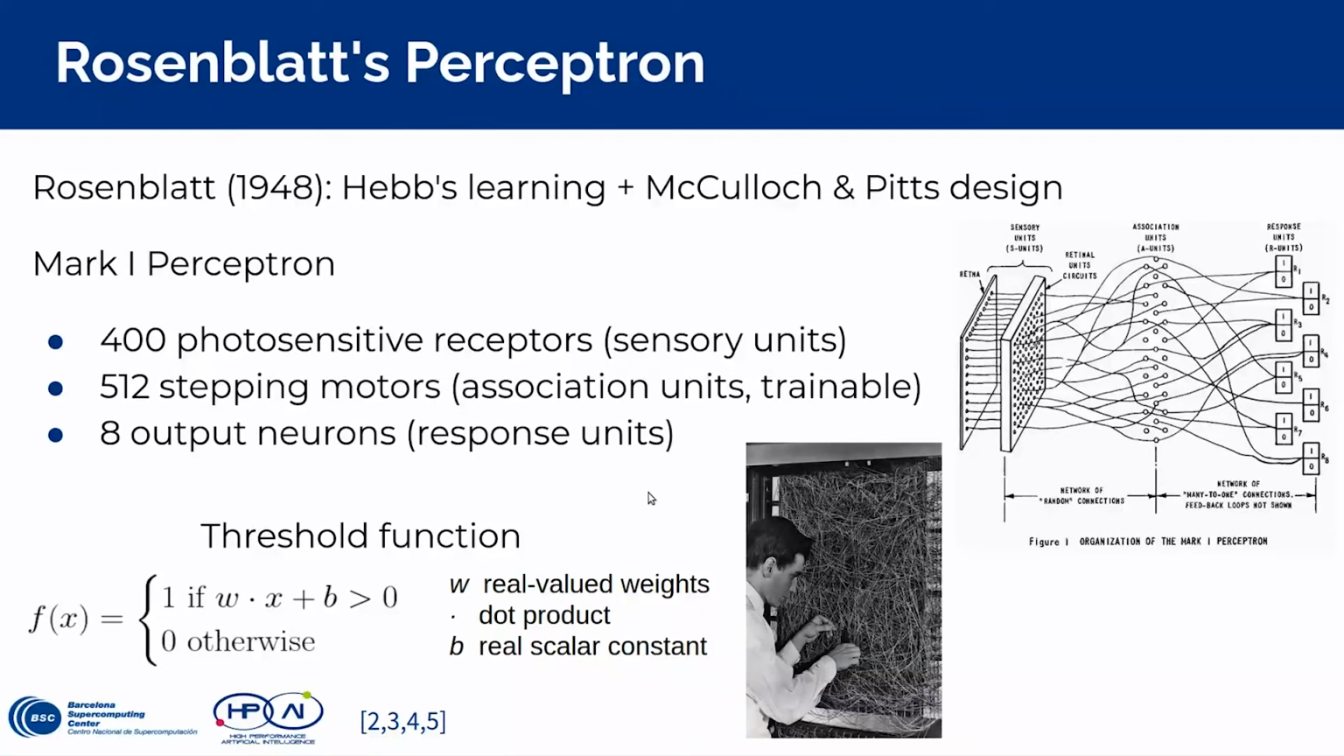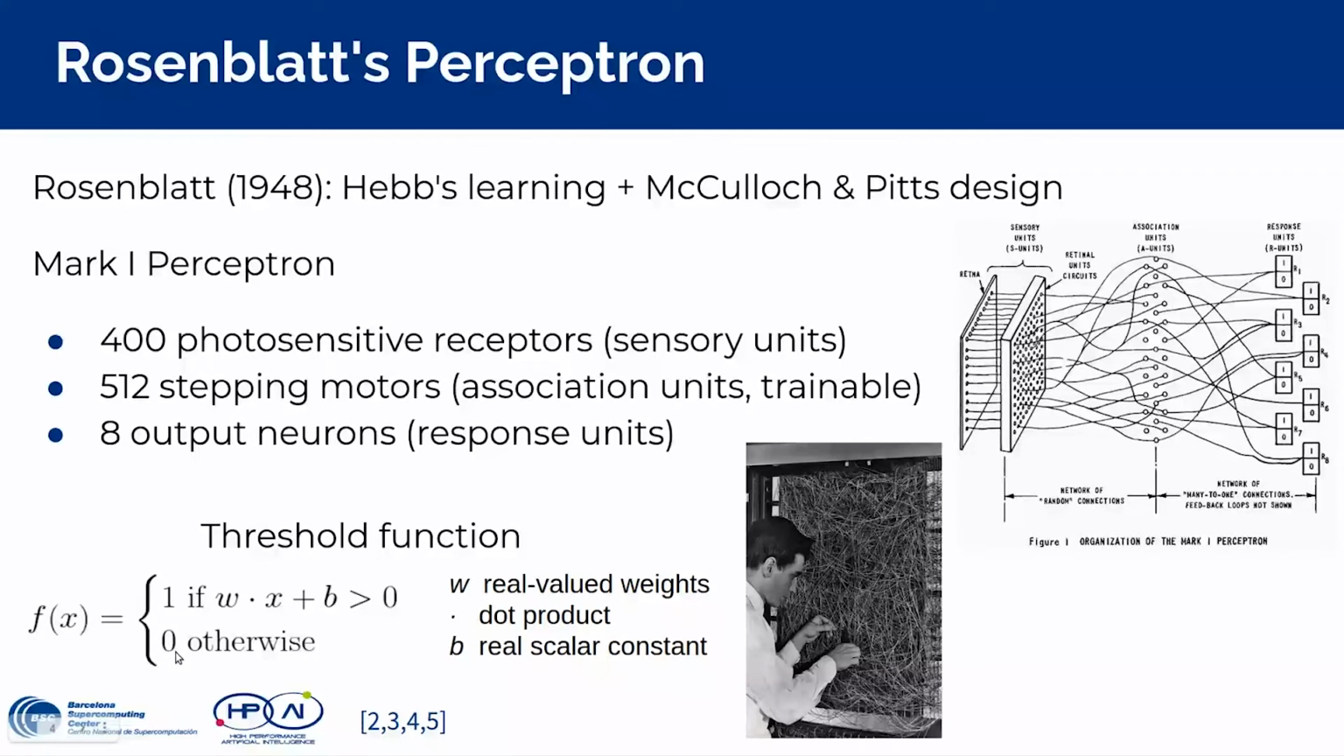And Rosenblatt contributed by adding a threshold function. A threshold function defines when a neuron should fire in response to its inputs. When should it fire an output in response to its inputs? So it either fires with a 1 or it does not fire with a 0.